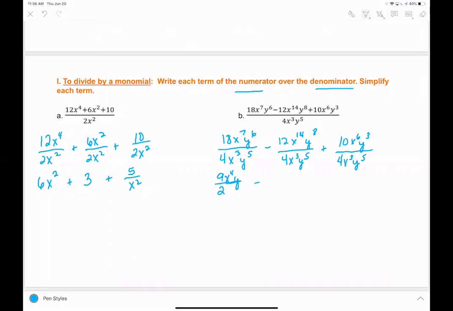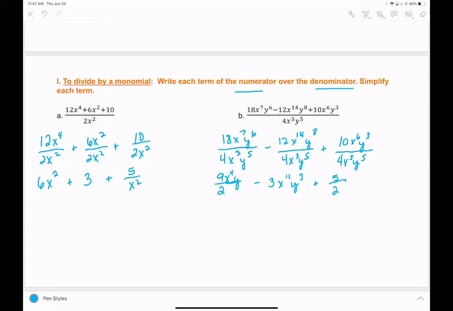Bring my minus down. And we're going to divide. 12 divided by 4 is 3. We're going to subtract the 14 and the 3 to get x to the 11, and we're going to subtract the 8 and 5 to get y to the 3rd. Bring plus down. We're going to reduce the fraction. That's going to reduce to 5 over 2.